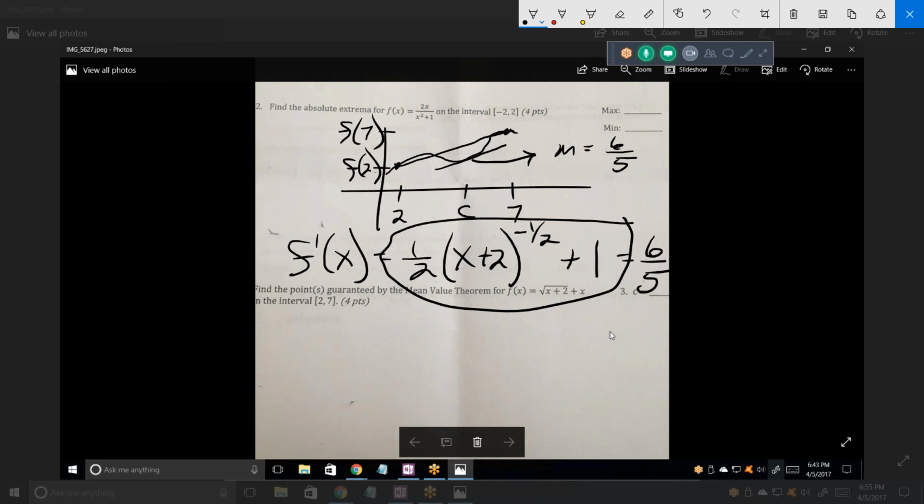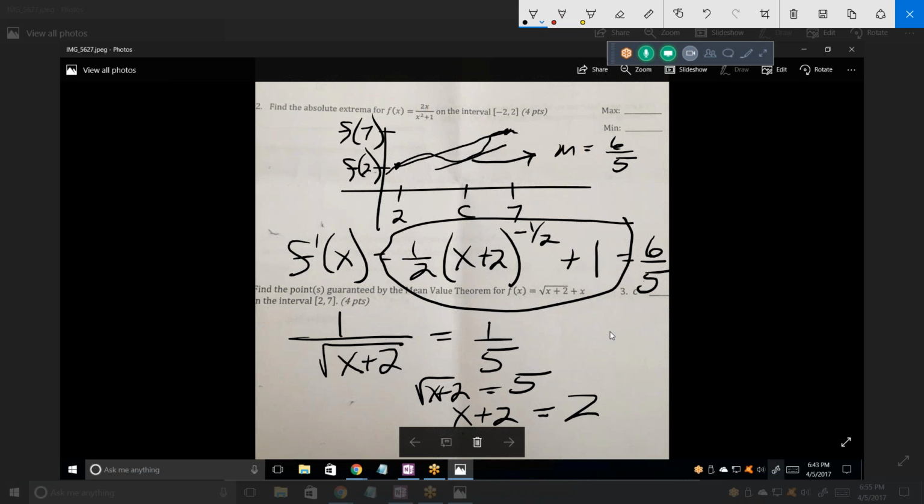So now all I got to do is solve that function. Well, that shouldn't be that hard. Let me write it in a little bit simpler manner. I'm going to move the 1 over. Now it's going to equal 1/5. With me? Well, both numerators are 1. That means both denominators have to be equal. So I've got the square root of x plus 2 equals 5. Square both sides. x plus 2 equals 25. x equals 23. Wonderful. How do we get a value that's not in the interval?